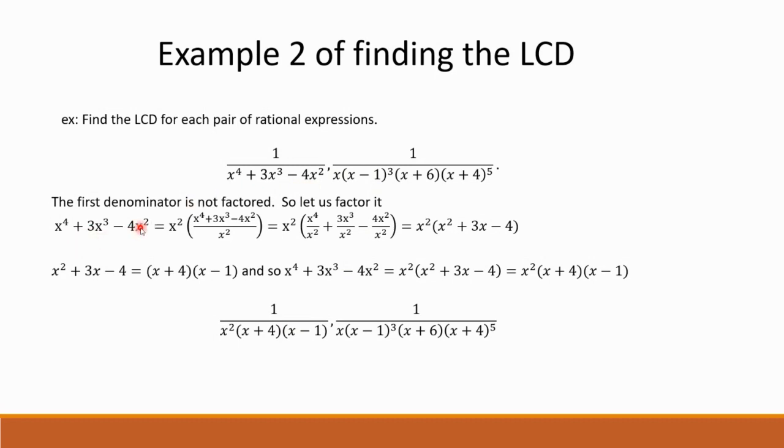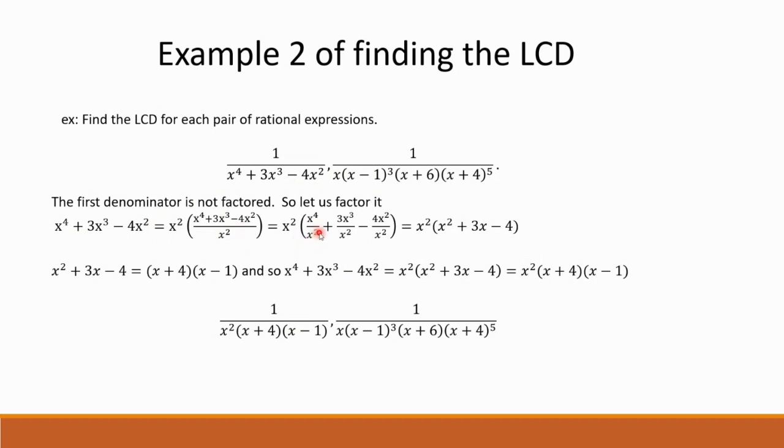So notice that x squared is the smallest power of x. So we can factor that out. We have x squared, right? How do we get what's left over? We divide. That's what I'm doing here. Okay, so from here, we're going to get x squared times x to the fourth over x squared, right? We divide into each term.